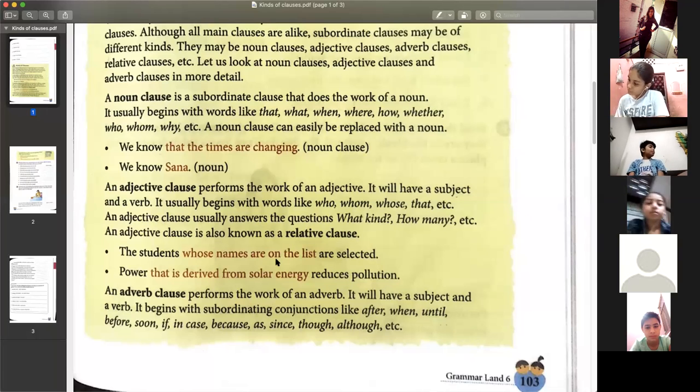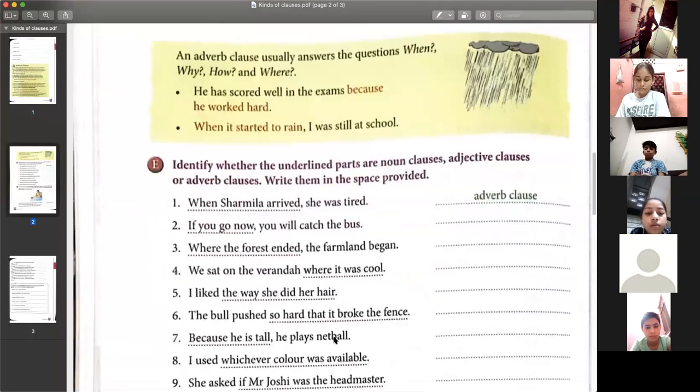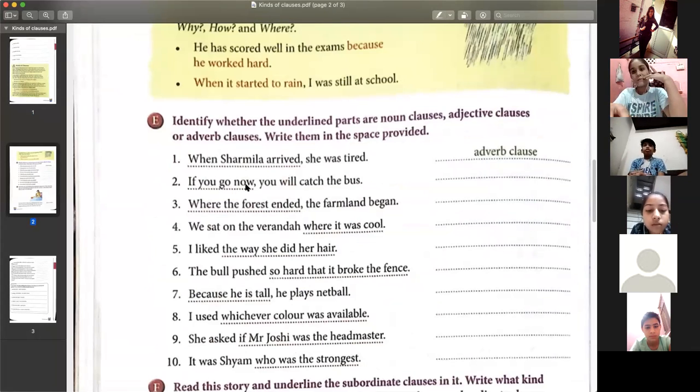Same, bache, adverb is also the same. Let's see an exercise and then you might understand. See, when Sharmila arrived, is an adverb because it is telling us the time. Okay, if you go now, which type of clause is this?